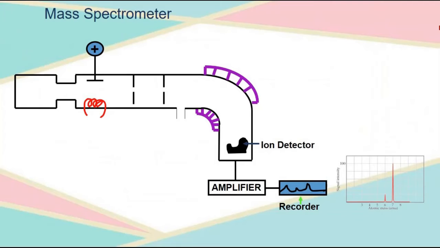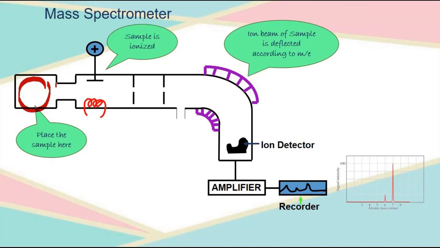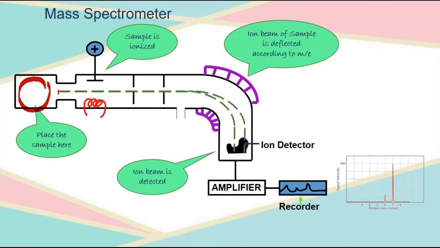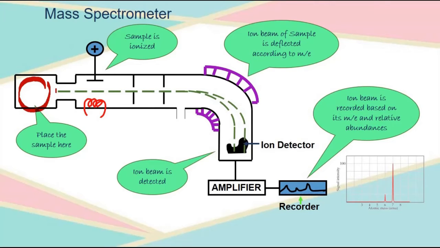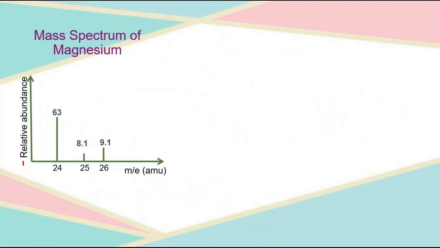This diagram shows the device of a mass spectrometer. The sample is placed into the vaporization chamber, ionized and deflected by the magnetic field according to its mass over charge. The ion beam is detected by the ion detector and finally recorded as the mass spectrum based on its mass over charge and relative abundances. Given the mass spectrum of magnesium, on the y-axis we have relative abundance and on the x-axis we have mass over charge in the unit of AMU.